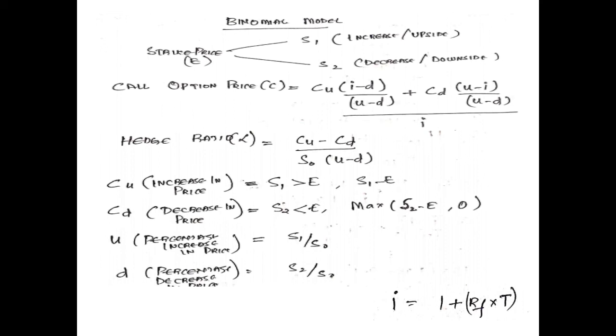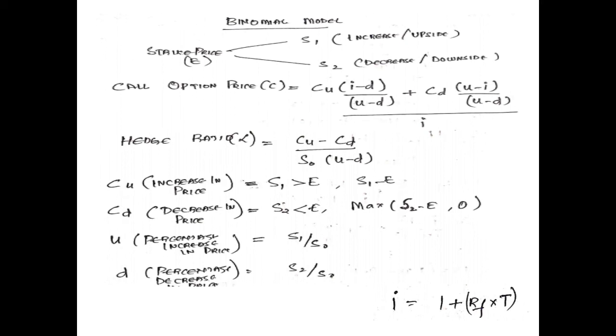Then we come to Cd. d stands for downside or the decrease in the price. It is represented as S2 less than the exercise price, and the condition here is that Cd, the decrease in the price, should be a positive value. If it is a negative value, we take it as 0. Either the value is positive or it is 0. If the value is negative, we consider that as 0.